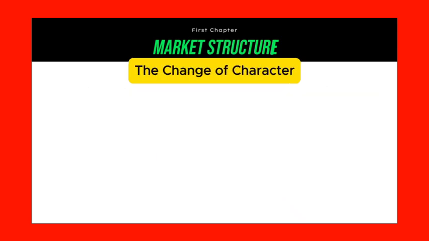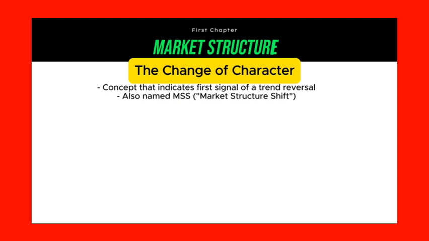The change of character, also named as market structure shift, is another concept used by smart money that indicates the first signal of a trend reversal. Let's go straight into the examples starting from a simple uptrend price action. Price going up, pull back, and breaks the high. Pull back, breaks the high, pull back, breaks the high. Knowing that the uptrend is characterized by higher highs and higher lows, the change of character begins once the next low breaks the last low.